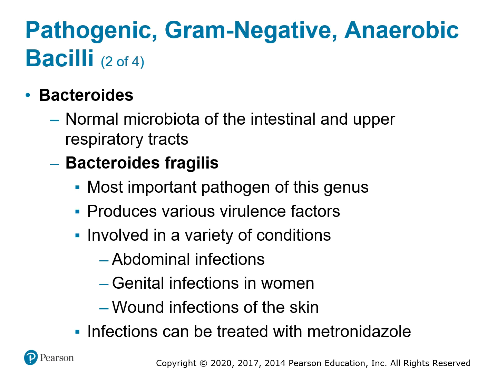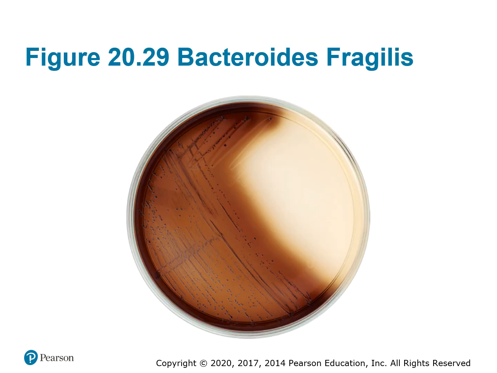The bacteroides, these are normal microbiota of the intestinal and upper respiratory tract. Bacteroides fragilis is the most important pathogen of this genus. It produces various virulence factors, which allow it to cause disease. It's involved in a variety of conditions, including abdominal infections, genital infections in women, and wound infections on the skin. And then there is a treatment for this. All right, so here is the bacterium on a plate. You see that it's been streaked on there and it's caused some discoloration.